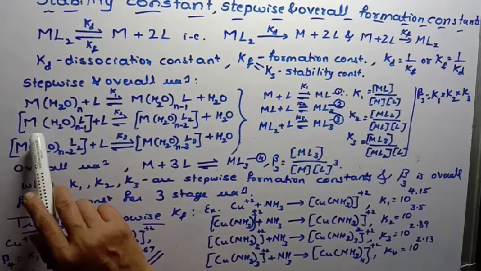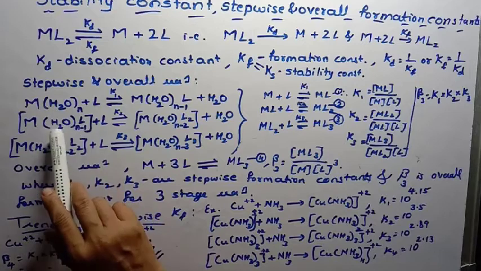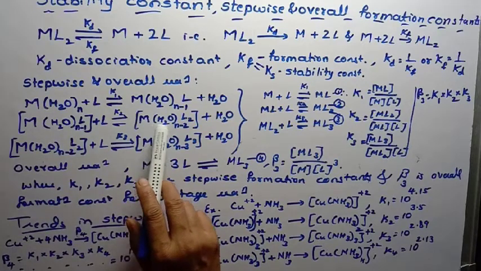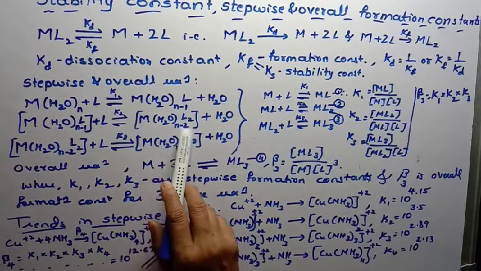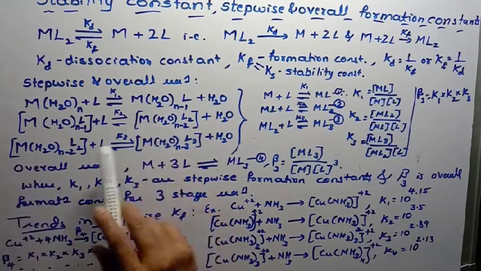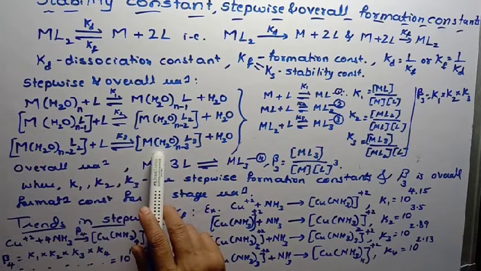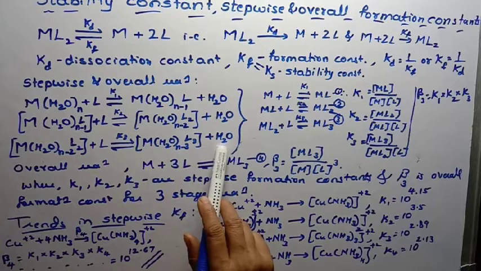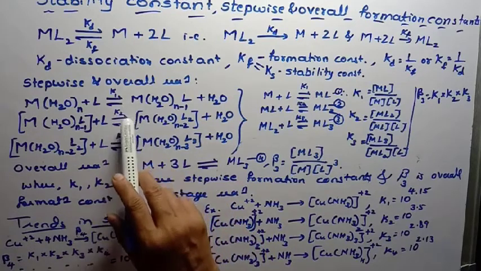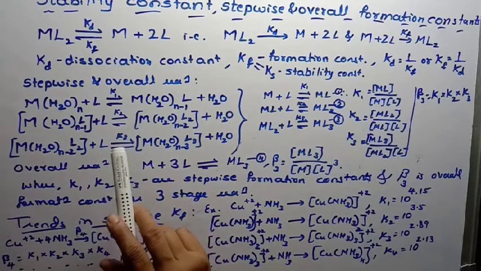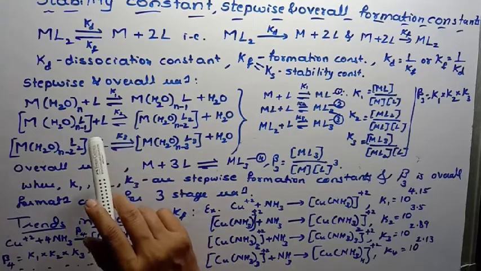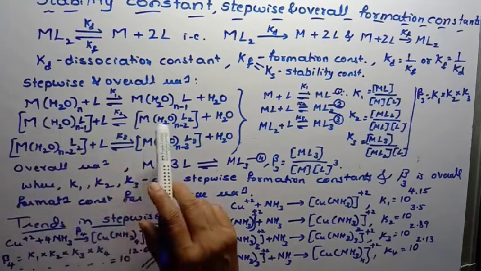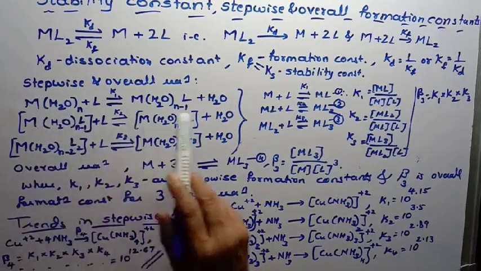Similarly, when the second ligand reacts with this species, it replaces a second H2O molecule and occupies that position, and water is removed. Here it is L2 and here n minus 2. Similarly, when this molecule reacts with one more ligand, the ligand replaces a third H2O molecule and occupies that position, and H2O is liberated. Such reactions are stepwise reactions, and K1, K2, K3 are the stepwise formation constants. For convenience, H2O is neglected and we can write the same reactions in this way.